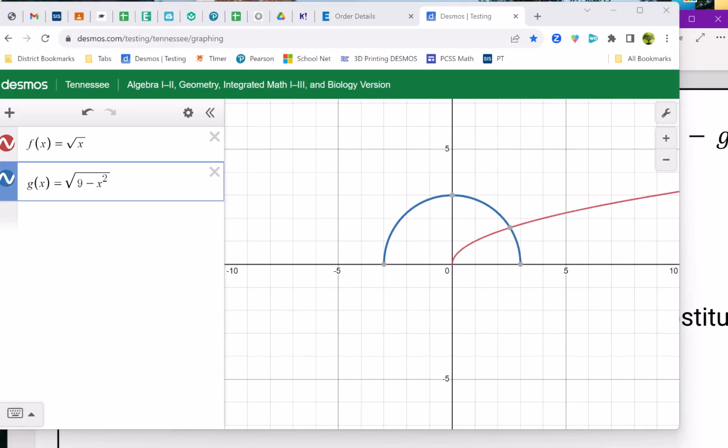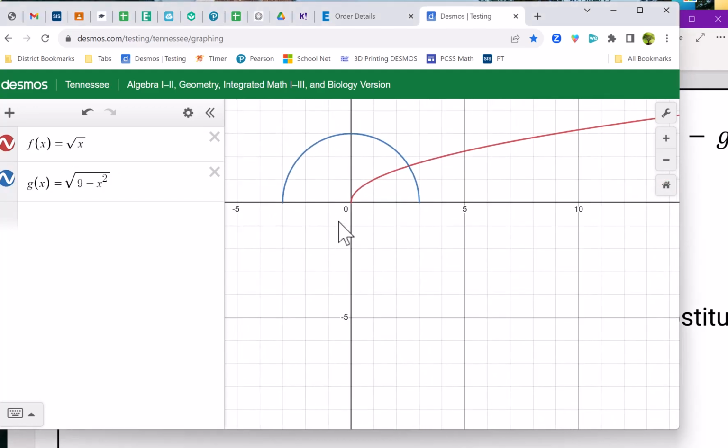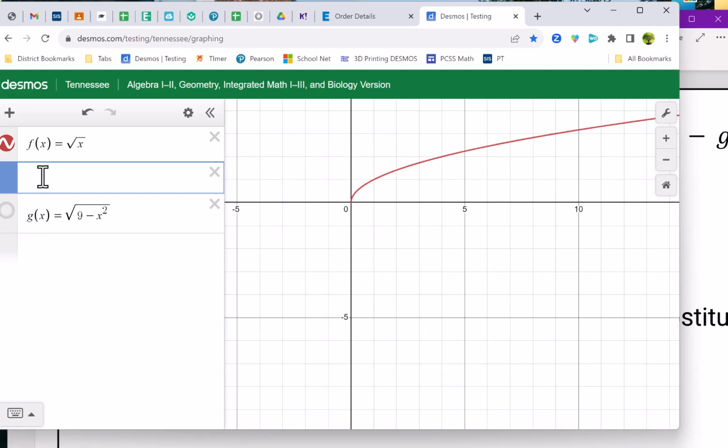So Desmos is really awesome. So it just graphed it for us. And there's no way you're supposed to know what g of x looks like. That's perfectly normal, okay? So what we're going to do is we're going to look at the domains for a second. So if you click after your f of x, go ahead and just hit enter. And I want you to hide the second one for a second. So I don't want to look at the half circle.